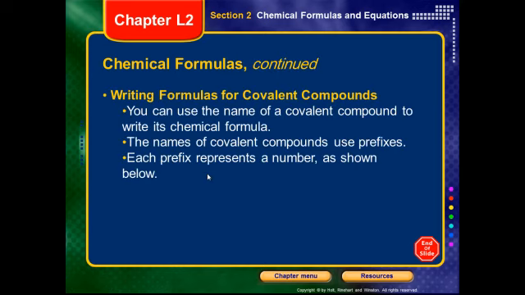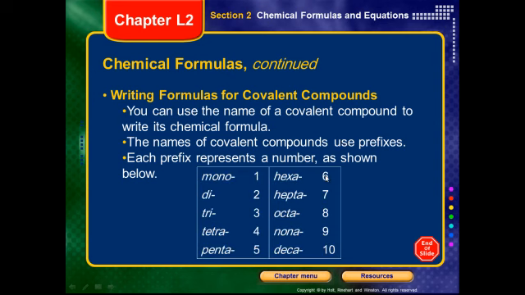Okay, how to write the chemical formula? We have 2 types of compounds, either ionic compound or covalent compound. We'll start with how to write a chemical formula for covalent compound. To write a chemical formula for covalent compound, we have to use prefixes, and each prefix represents a number, like mono means 1, di 2, tri 3, tetra 4, and so on.